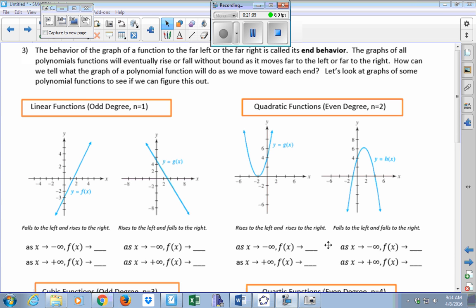The behavior of the graph of a function to the far left or the far right, we talk about as x goes towards infinity or negative infinity, or as x increases without bound and decreases without bound. What happens to each of these graphs? Every polynomial function, every single one, eventually is going to rise or fall as you move to the right. And if you move to the left towards negative infinity, it's either going to fall or it's going to rise.